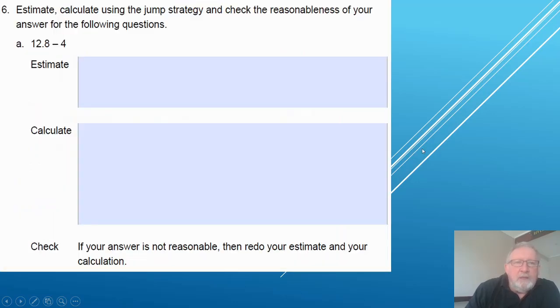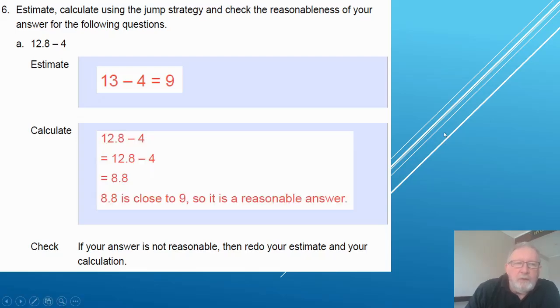All right, let's have a look at this one here. 12 and 8 tenths take 4. Estimate it now. Did you come up with 13 take 4 for an approximate answer of 9? And then when we calculate through, 12 and 8 tenths take 4 is 8 and 8 tenths, close to 9, it's reasonable.